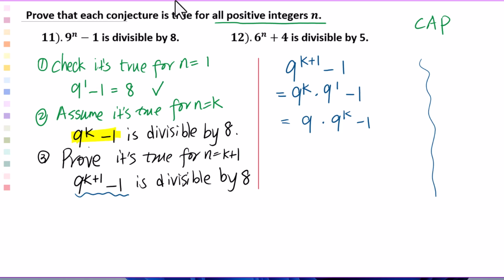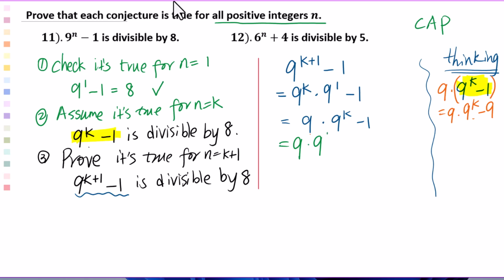Then we go to the thinking part. Do not write this on your paper. We want to get 9 to the kth power minus 1. Now we have this 9 times 9 to the kth power. As long as you get 9 times 9 to the kth power minus 9, we can get this 9 to the kth power minus 1. So we will do 9 times 9 to the kth power minus 9.